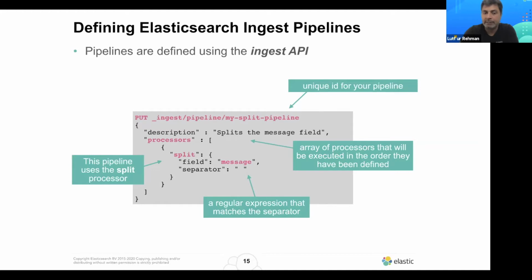As per this example, we have applied a split processor on the message field, and we're asking to split the value of the message field wherever it can find a space. A very simple pipeline, a very simple processor, but definitely a very useful processor.